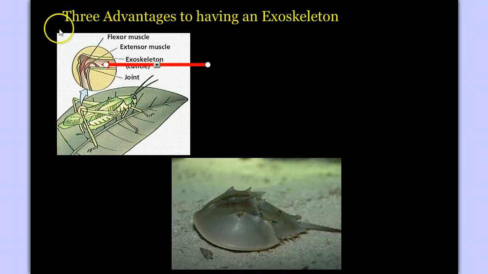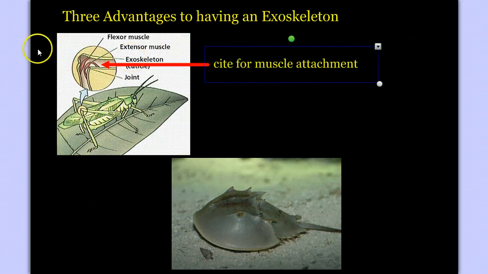Well, look right here. What is this muscle doing? Well, it's attaching to the exoskeleton. So the idea is that an exoskeleton provides a site for muscle attachment. It gives muscle something to pull against. What else did you come up with?